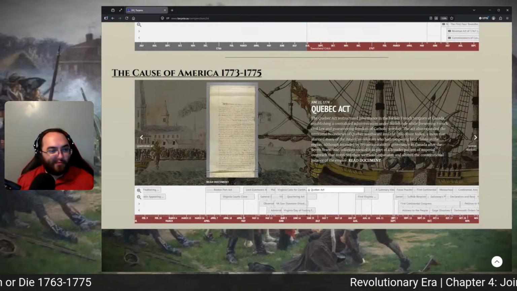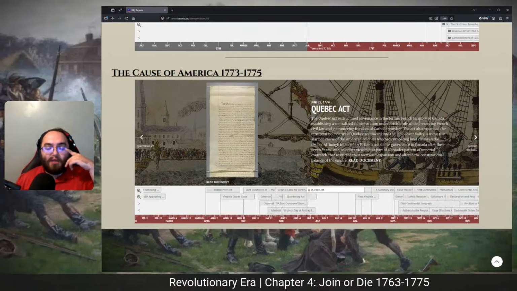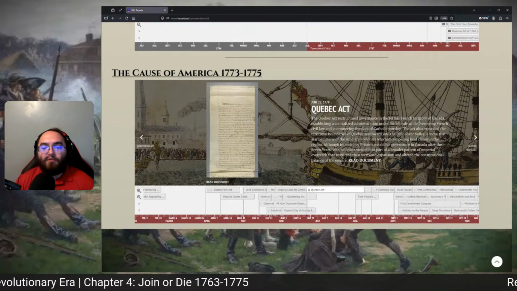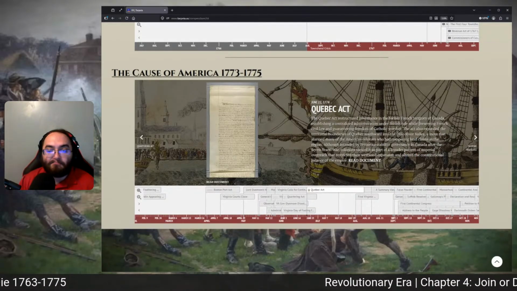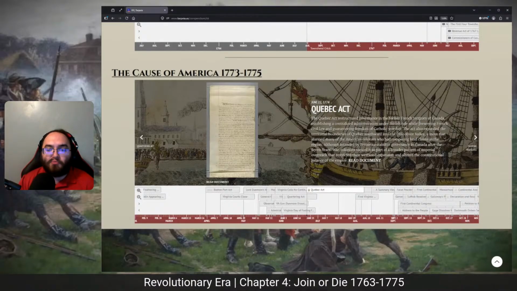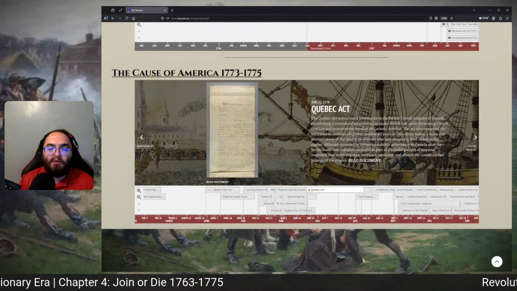And then you have the final Intolerable Act. Some people don't include this in the Intolerable Acts. We do, which is the Quebec Act, which restructured governance in the former French territory of Canada, establishing a centralized administration under British rule while preserving French civil law and guaranteeing freedom of Catholic worship.